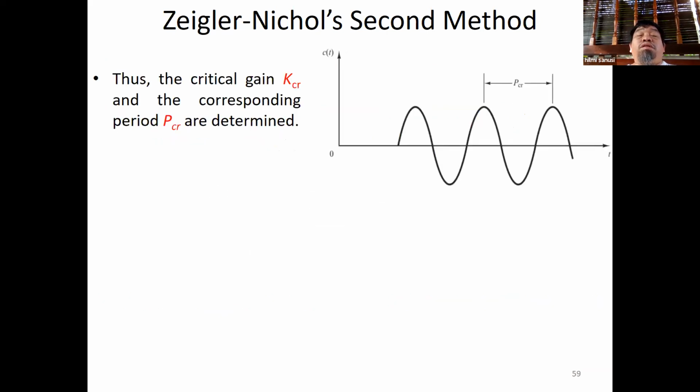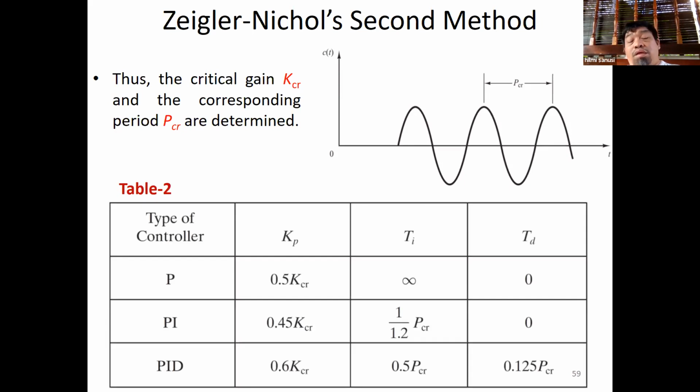So once you get your critical gain, then you'll get your period of oscillation. From there you find your oscillation period. So you will get those two values, critical gain and period of oscillation. Then the table is good enough to give what will be the Kp, Ki, and Kd.